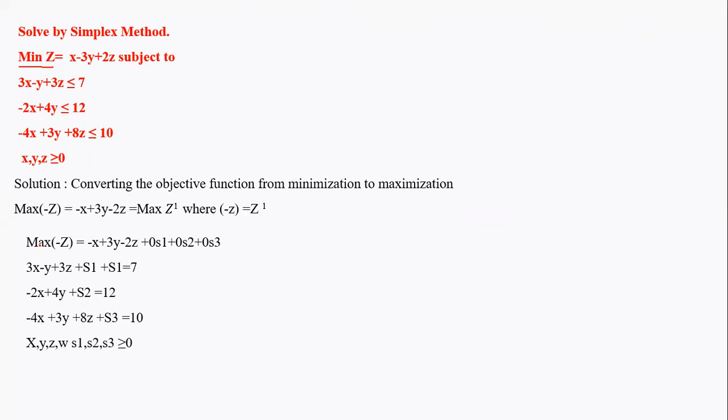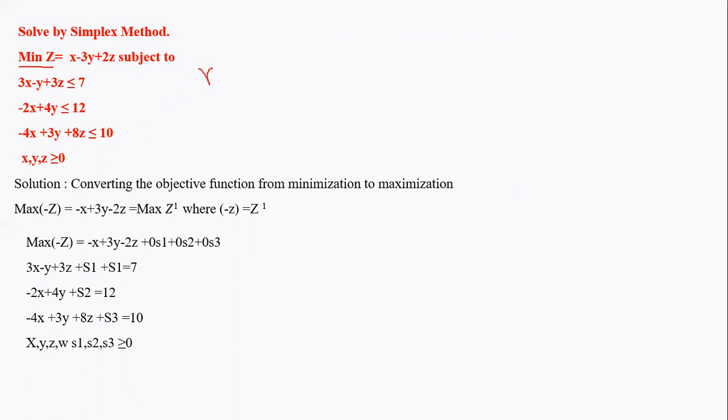That means you need to find Zj, you need to find Cj minus Zj, and then you need to find the key column, then the key row. So the same process will go on. There is no change in the method. But initially, we are going to change this minimization problem to a maximization problem. How do we change? You multiply this by a minus value.